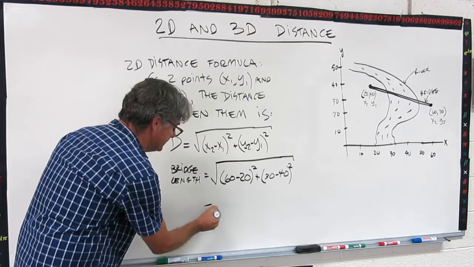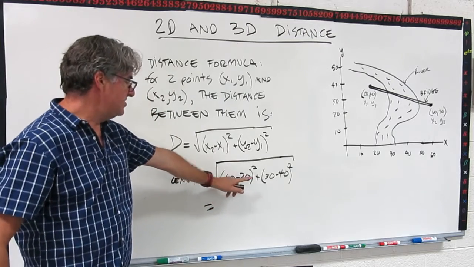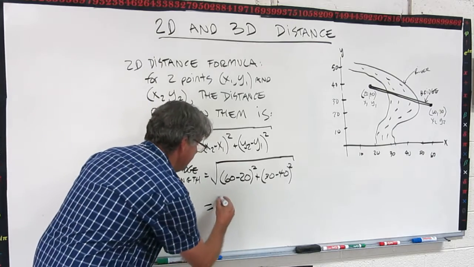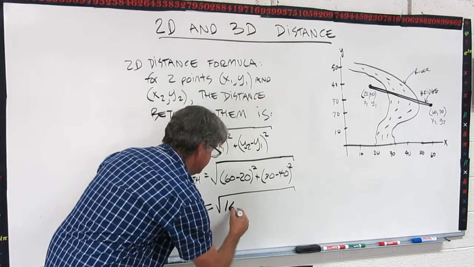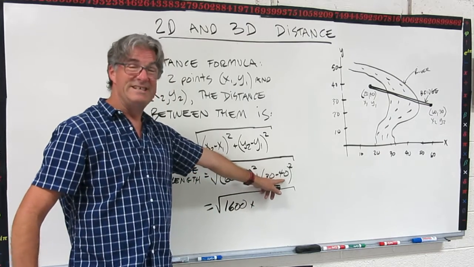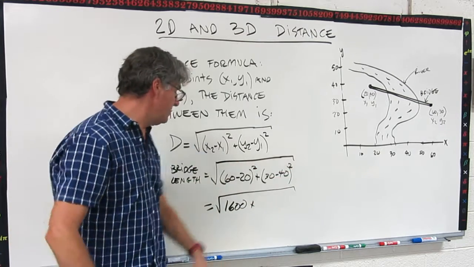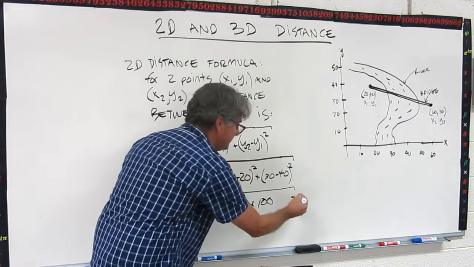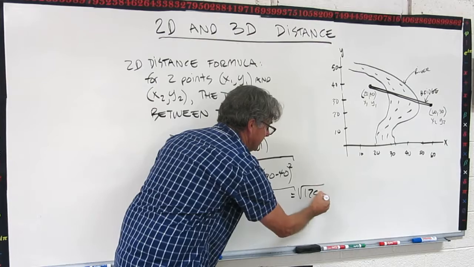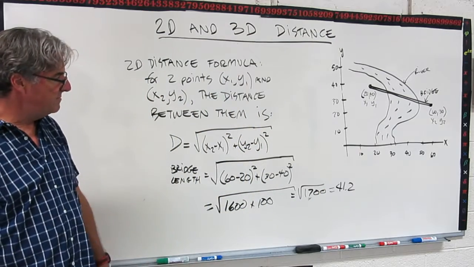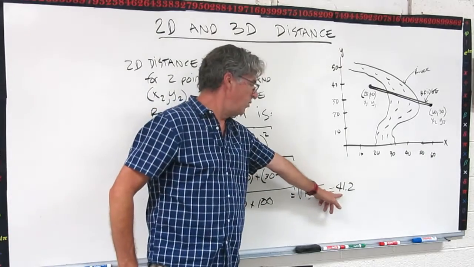Okay, now let's simplify this down a little bit. 60 minus 20 is 40. Squared is 1600. So that's 1600 plus, now 30 minus 40 is negative 10. Squared is going to be 100. So then we have the root of 1700, and you can get out your calculator and get that answer. Okay, so I punched in my calculator and I got 41.2.